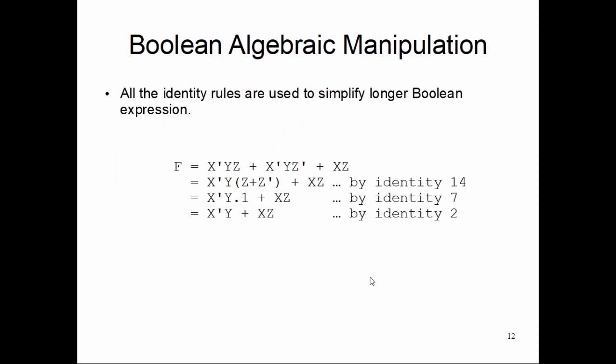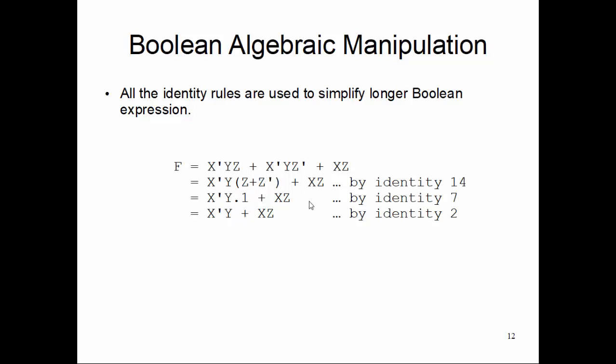Now let's take a very small example. Let's say I have a function. I haven't written the list of variables, but ideally we should. Let's assume this function involves three variables x, y, z, and its initial expression is x bar y z or x bar y z bar or x z. How can we reduce it to fewer operations? We want to reduce this expression.